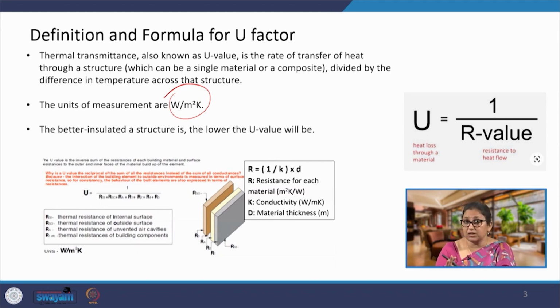So, what is the primary difference? The primary difference is that these components, wall and roof, are largely opaque, and there is no direct radiation that is transmitted through them. So, there is no direct transmission of radiation, and hence there is no solar heat gain coefficient. That becomes redundant. There is no SHGC because there is no radiation, and there is no need to calculate that. The rest of the calculations remain exactly the same.